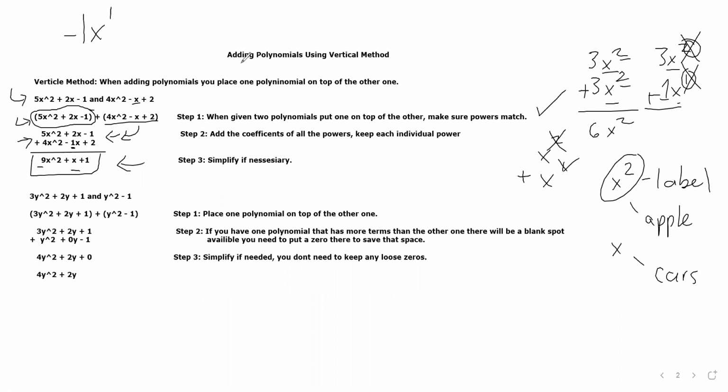Let's go down to the second example, because the second example is going to tell you what to do if they don't line up so nicely. Here we're looking at this polynomial: 3x squared plus 2y plus 1, and y squared minus 1. There's already a problem. The polynomials are not the same size, which means if I try putting the second one underneath the first one, where do I put them? I'm missing one of the terms.